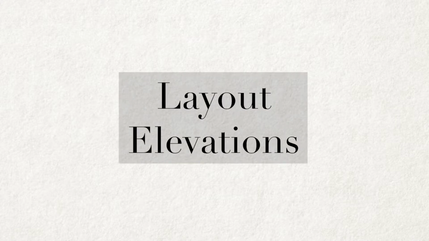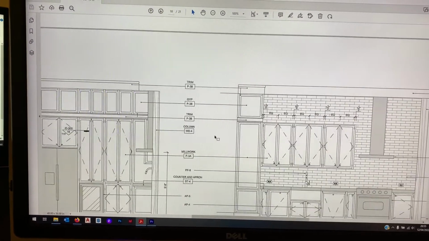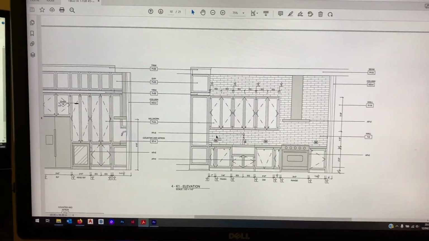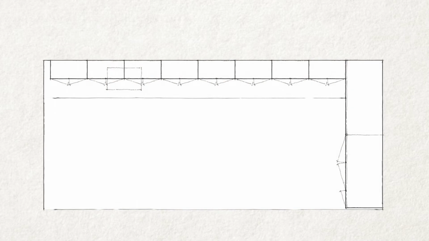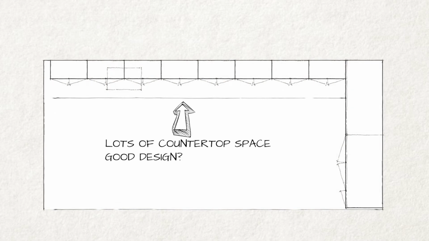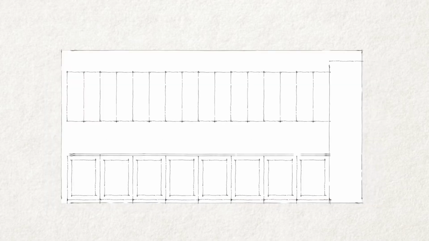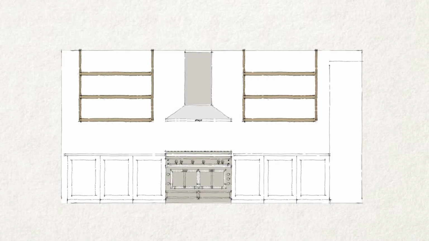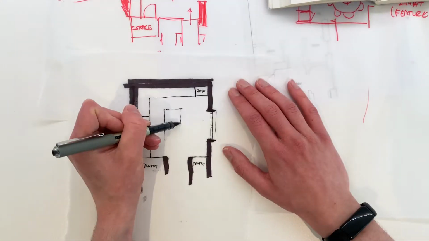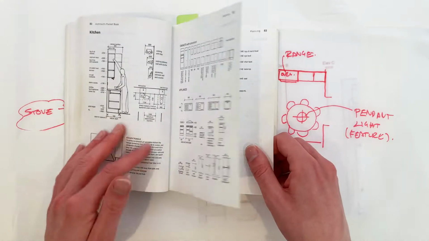After the overall layout shape, you can move from the floor plan to the elevations. Sometimes elevations can make you reconsider parts of the layout that a plan doesn't show. An example is a long run of countertop in plan can look useful with lots of space, but then in elevation the design could look repetitive, and you could consider adding open shelves or a bigger stove to break up the repetitive layout.